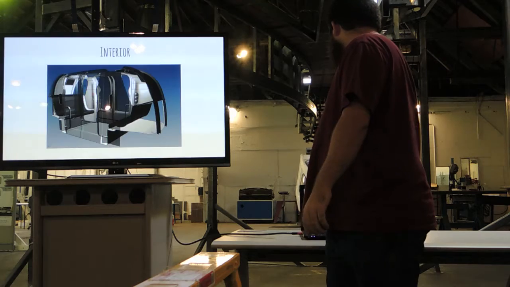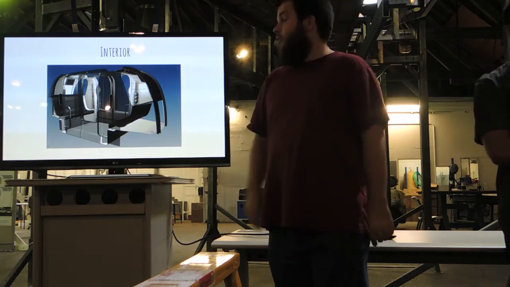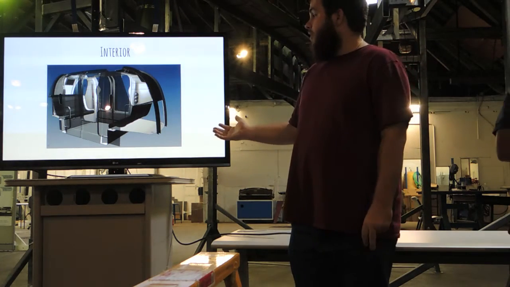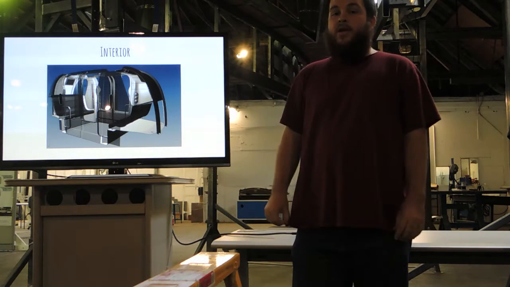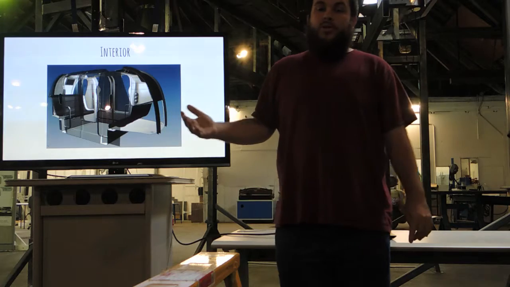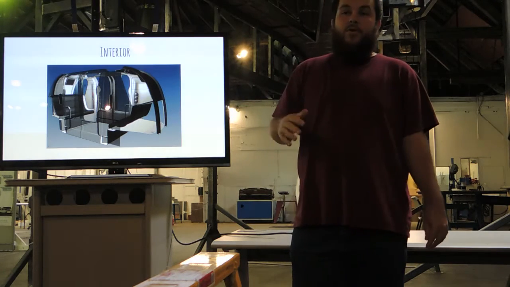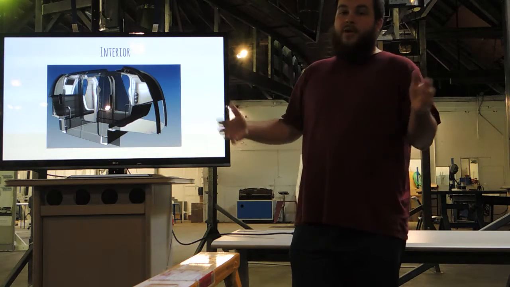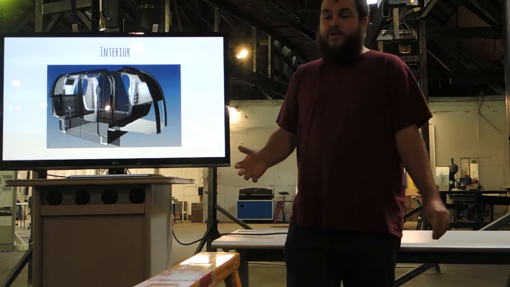Next, we will be attempting to work on the interior. This is a CAD drawing of the Heathrow airport pod design. This is just a show of what we are hoping to achieve, with multiple seats that can seat 4 to 6 people, be comfortable, and have room for handicap facilities as well.